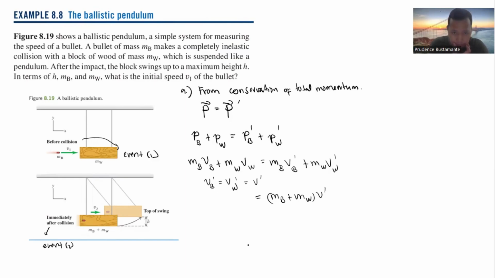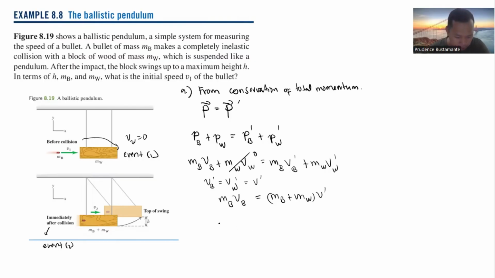Okay. So our target variable here is to find the initial velocity. Since the wood is at rest, the velocity of the wood is equal to 0, v_wood is equal to 0. So on the left-hand side we have m_B, the mass of the bullet, and the velocity of the bullet.